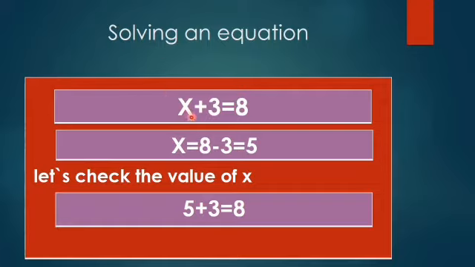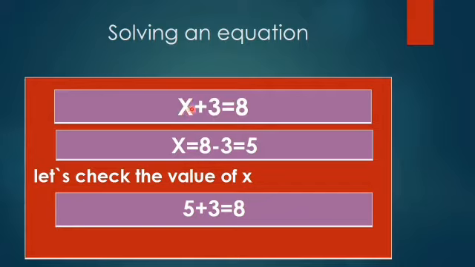Dear students, the first example: x plus 3 is equal to 8. It's a very simple equation. It has an equal sign and the variable is x. How can we find the value of x? Every equation has two sides: the left hand side and the right hand side. In this equation, x plus 3 is the left side and 8 is the right side.